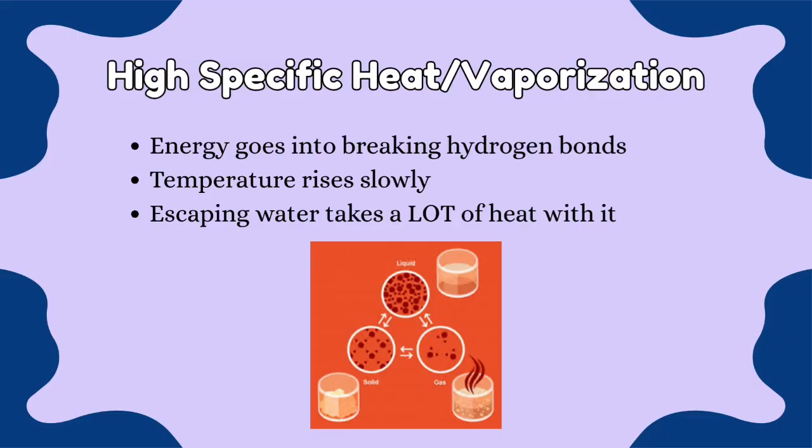So for example, if you put a pan on the stove, it'll heat up immediately, whereas if you put water, it'll take longer. And so that ties into high heat of vaporization. So vaporization is just water turning from a liquid form into a gaseous form, right? So escaping water takes a lot of heat with it, which creates that cooling effect. And it takes a lot of energy to cause that vaporization.